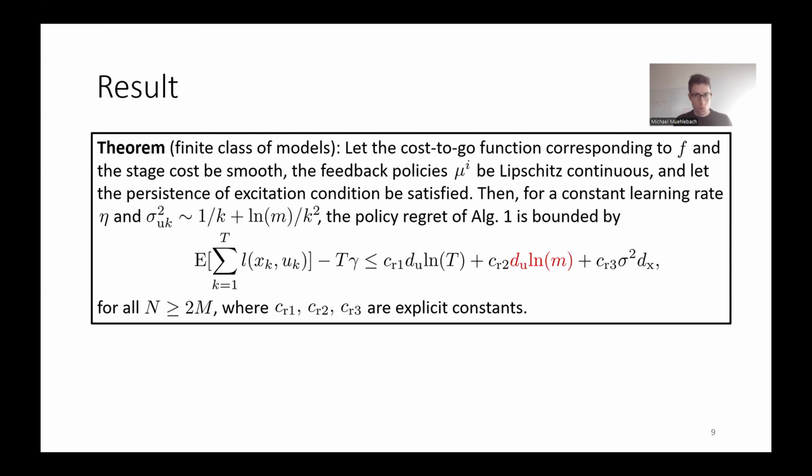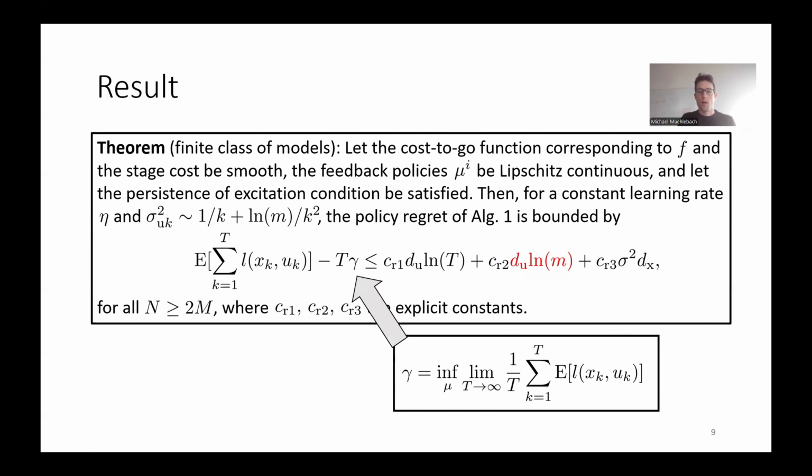Here's one of our results. It's related to the finite class of models. The assumptions are that we have a cost to go function corresponding to the underlying dynamics in a stage costs that is smooth, feedback policies that are Lipschitz continuous. And if we have this persistence of excitation condition, then we can guarantee a policy regret that scales in the following way. And it's actually a finite sample guarantee. We have precise and explicit expressions for the constants CR1 to CR3. The benchmark that's being considered is the optimal steady state policy under the underlying dynamics.